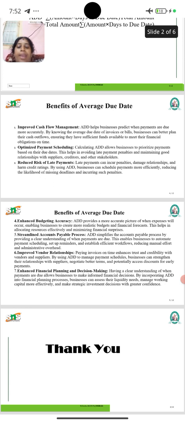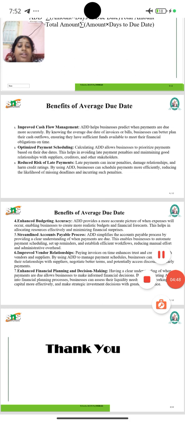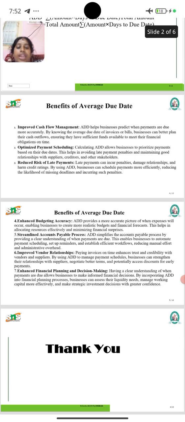Streamlined accounting payment process. Average due date simplifies the accounting payment process by providing a clear understanding of when the payments are due. This enables a business to automate payment scheduling, set up reminders, and establish an efficient workflow, reducing manual effort and administrative overhead.